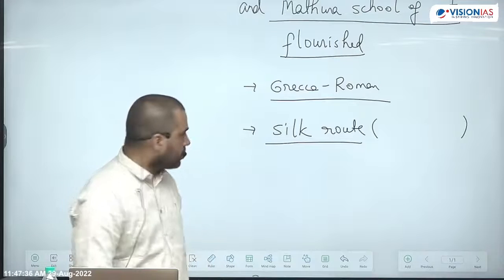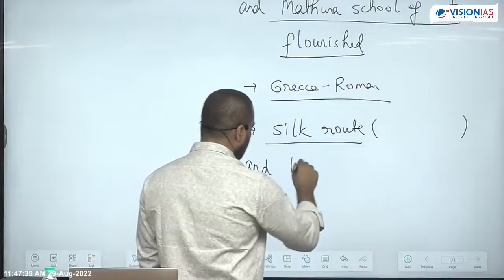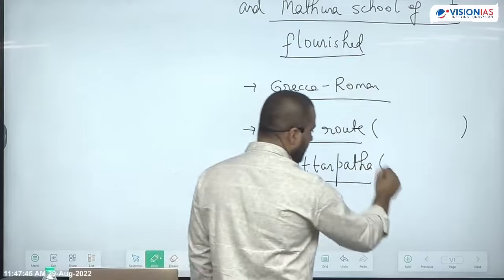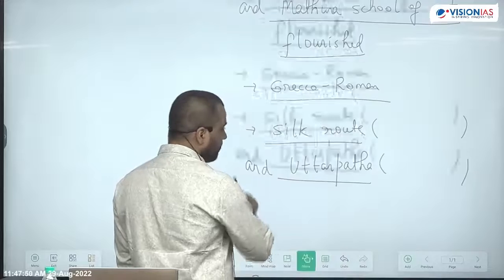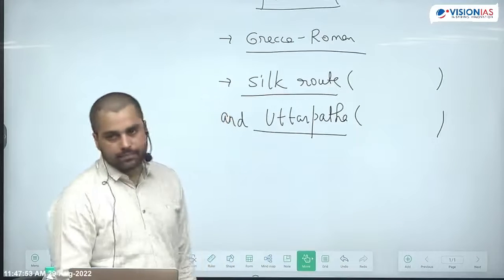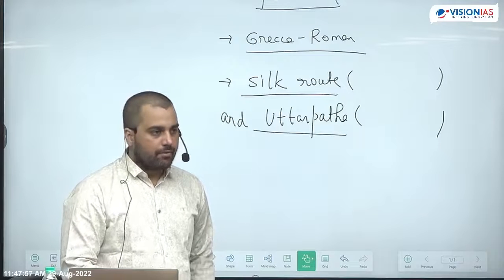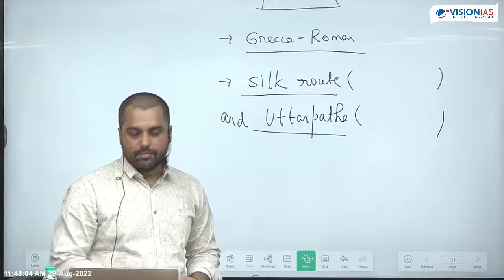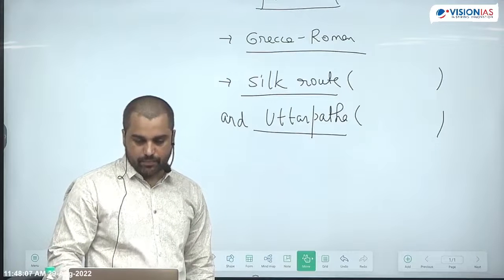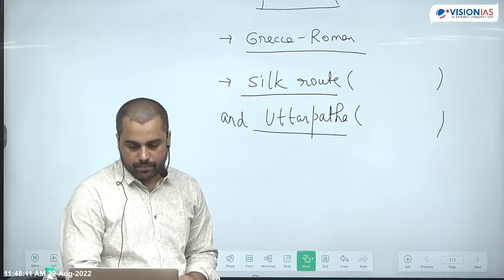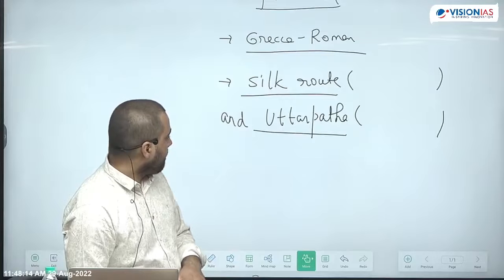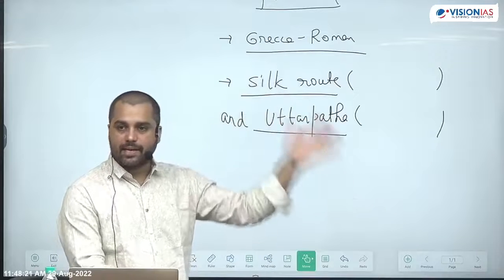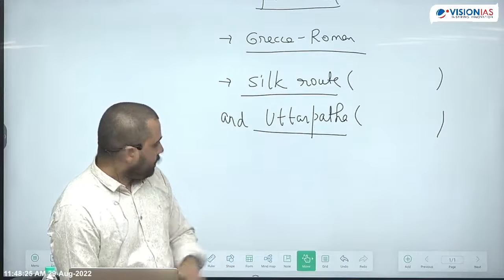They controlled a large part of the Silk Route and Uttarpath. Write down: a trade route in India which connected Punjab and Bengal. In fact, the entire northern territory is collectively known as Uttarpath in many texts. Write down.